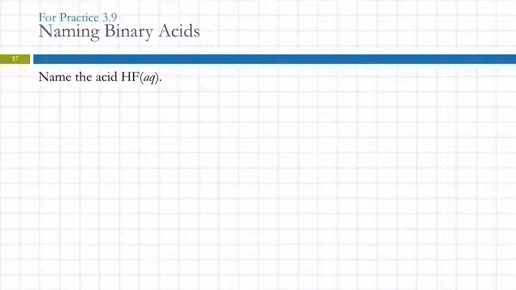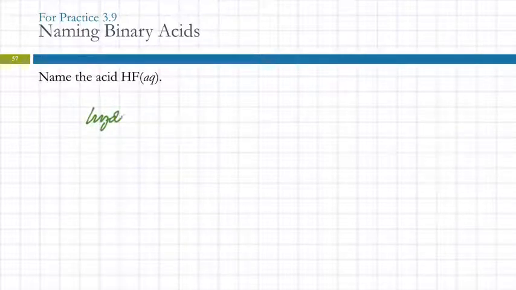So let's look at how this would work. Name the acid HF(aq). So it's telling us to name it as an acid. We also have the aq here. Technically, if you had HF gas, you should not name that as an acid. But again, I'm not going to try to trick you on that one. If you see an H, give it the acid name. So how do we name that?